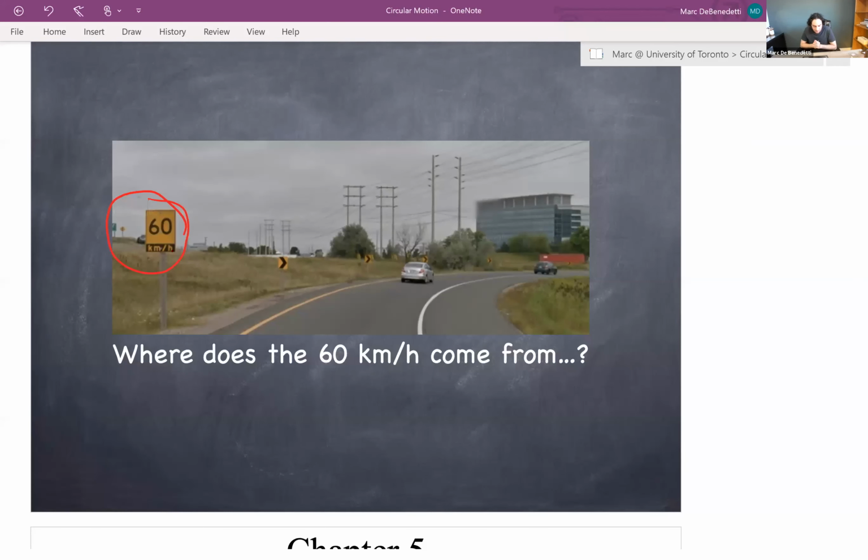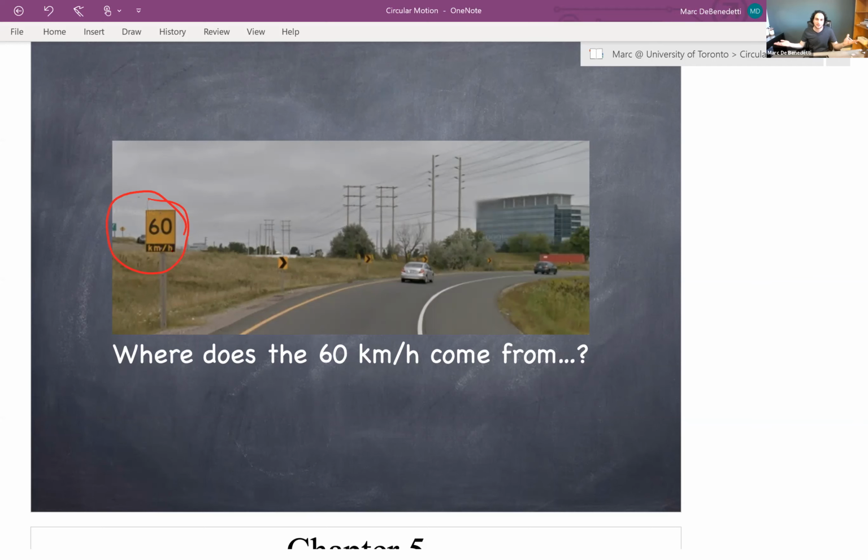We suggest that you travel at the speed. Now, here's the question though. Where does 60 come from? I don't know about you, but when I drive onto the highway, I never travel 60 kilometers an hour. I'm always doing like 80 or 100 to match the speed of the traffic on the highway.